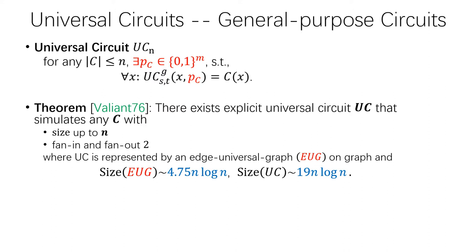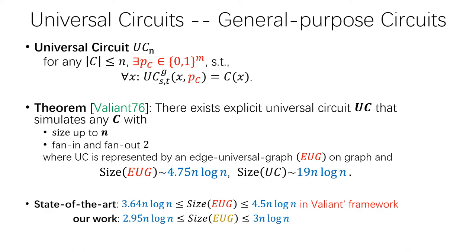Universal circuits can be seen as graph objects called edge universal graphs, EUG in short, and the size of the EUG is 4.75 n log n. As we will see, the size of a UC is roughly 4 times that of the corresponding EUG. Before our work, the most size-efficient EUG had size 4.5 n log n, and it is known to be lower bounded by 3.64 n log n in the Valiant framework.